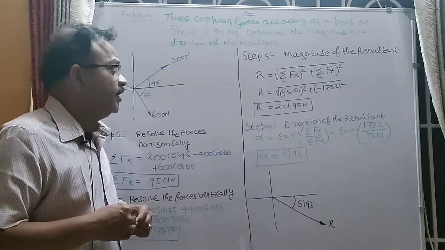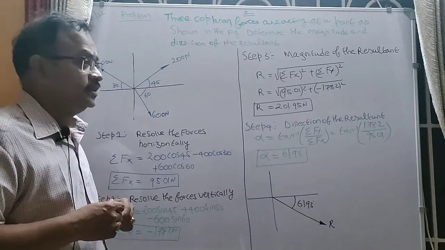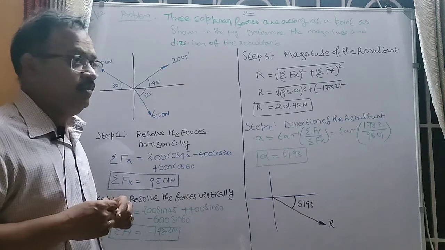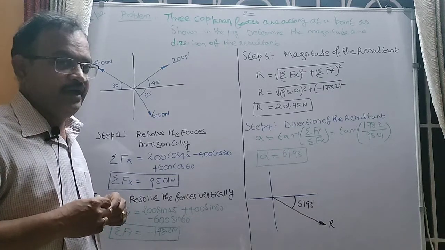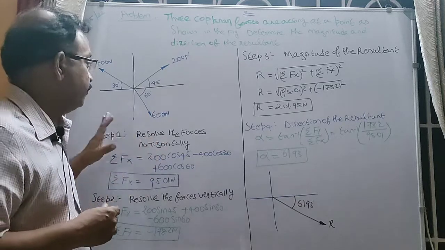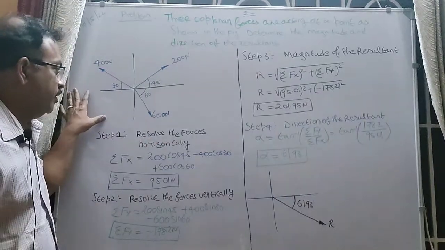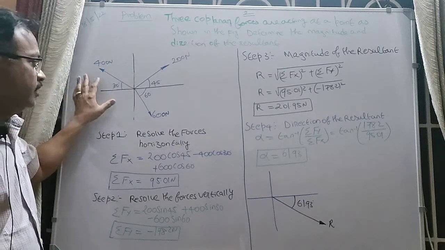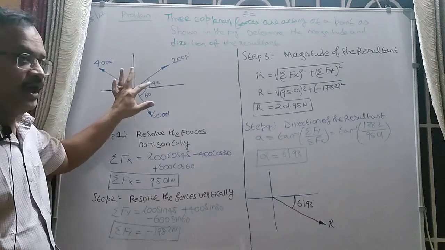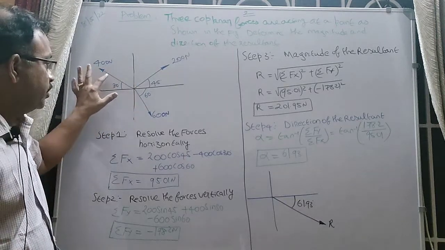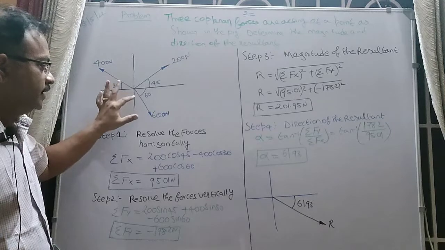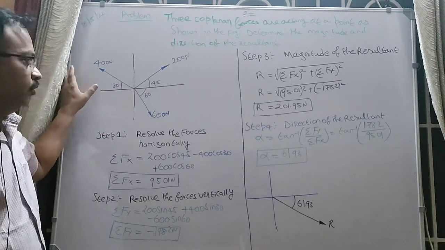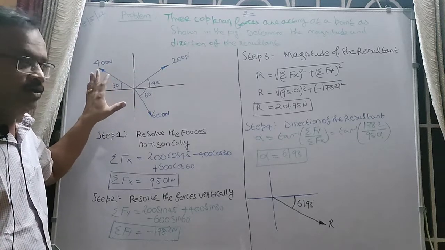So in this problem, I will read the problem. Three coplanar forces are acting at a point as shown in the figure. Determine the magnitude and direction of the resultant. So this is the diagram given in the problem. This is the point where three coplanar concurrent forces are acting: a 200 Newton force acting at an angle of 45 degrees, a 400 Newton force at an angle of 30 degrees, and a 600 Newton force at an angle of 60 degrees with the horizontal. Now you have to determine the magnitude and direction of the resultant.